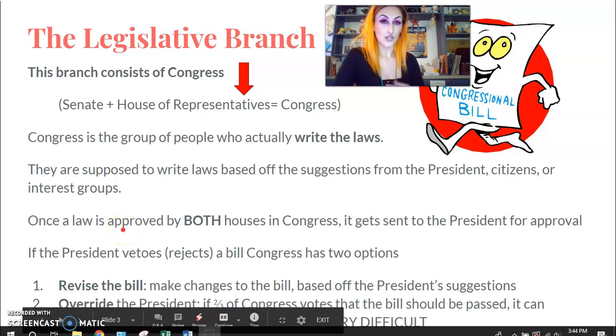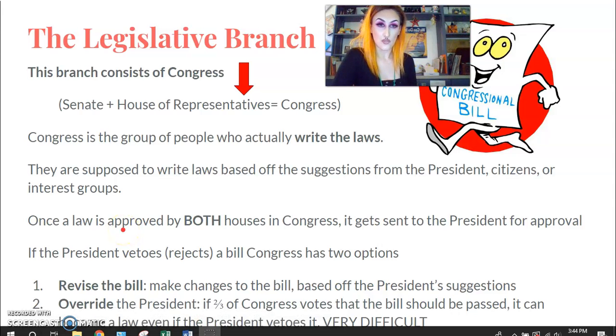So if they think the bill is perfect the way that they wrote it and they don't want to change it at all, if 2/3 of Congress can agree that yes, this bill is perfect and does not need any changes, it can become a law anyways, regardless of the president's veto. It's just super difficult to do that. I mean, think about it. It's super difficult to get 2/3 of people, which is a large fraction, to agree on anything. And it's the same way with Congress. Very hard.